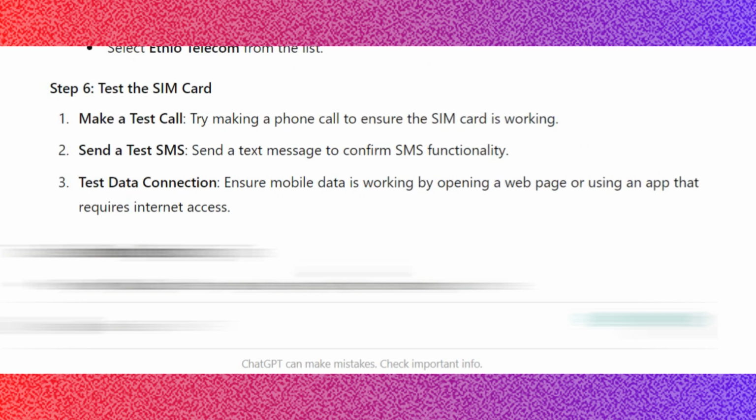Step number 6. Test the SIM card. Make a test call. Try making a phone call to ensure the SIM card is working. Send a test SMS. Send a text message to confirm SMS functionality. Test data connection. Ensure mobile data is working by opening a web page or using an app that requires internet access. So that's all for this video.